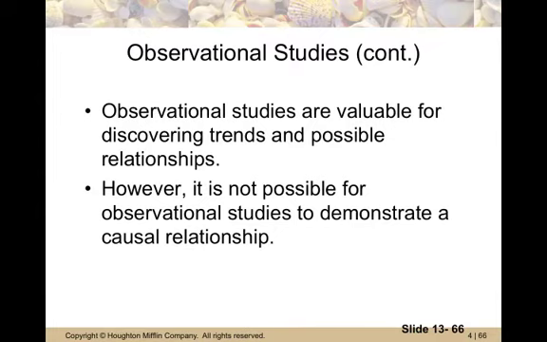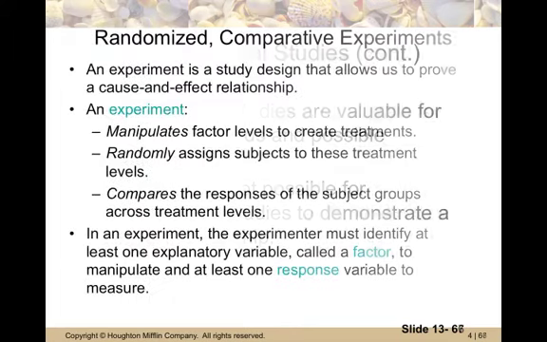Observational studies are valuable for discovering trends and possible relationships. However, it is not possible for observational studies to determine a causal relationship. For example, we don't know if it was already that students who made better grades were more likely to take music classes, and maybe the better grades actually happened before the musical education occurred, or if the musical education somehow made kids smarter and caused them to do better in their courses. We can't determine that from the Mission Viejo study.